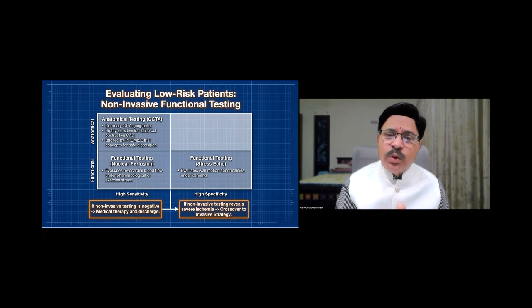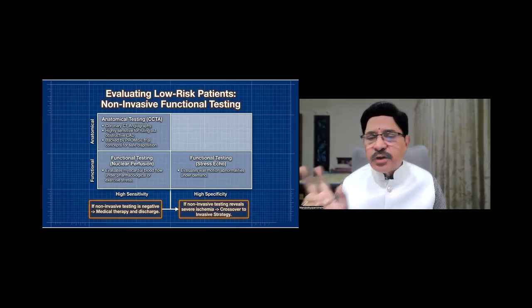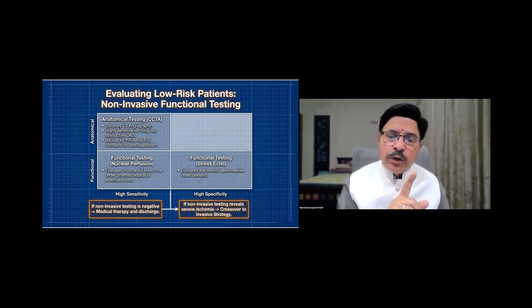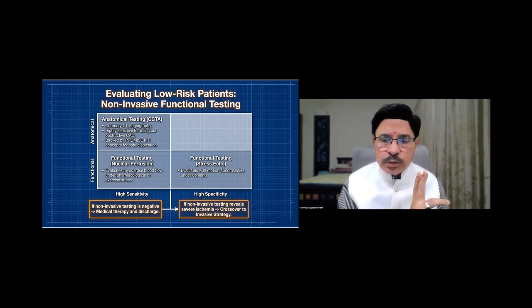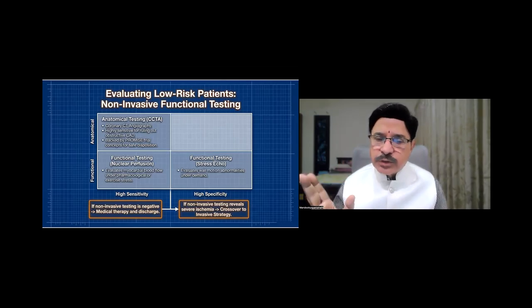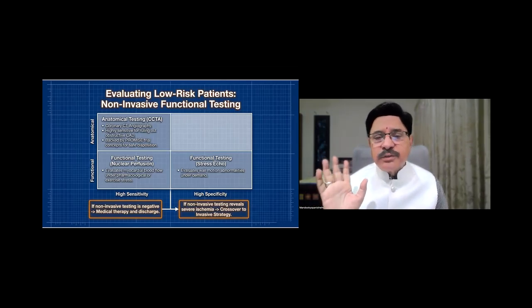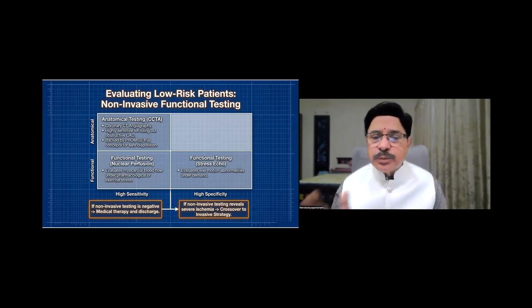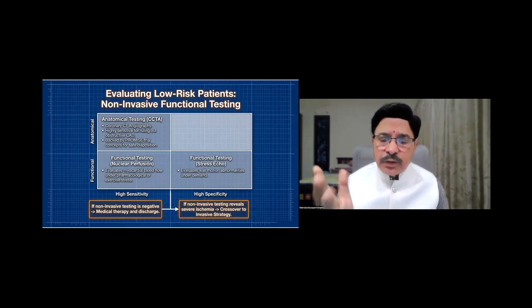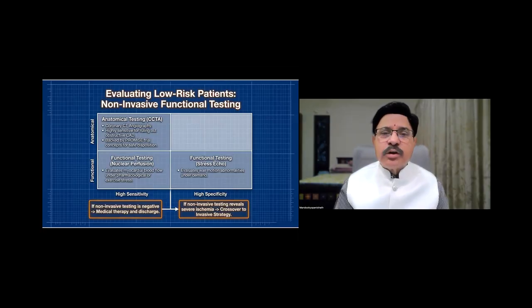Suffice for you to know that there are two tests. One is called nuclear perfusion, the other is called the stress echo. One has a value of high sensitivity, it excludes the disease. The other is high specificity, it confirms the disease. You may not know what sensitivity and specificity are right now, but I will tell you later what sensitivity and specificity are.